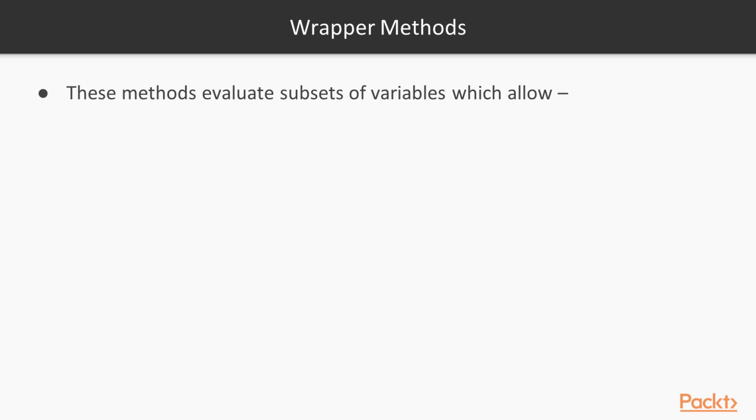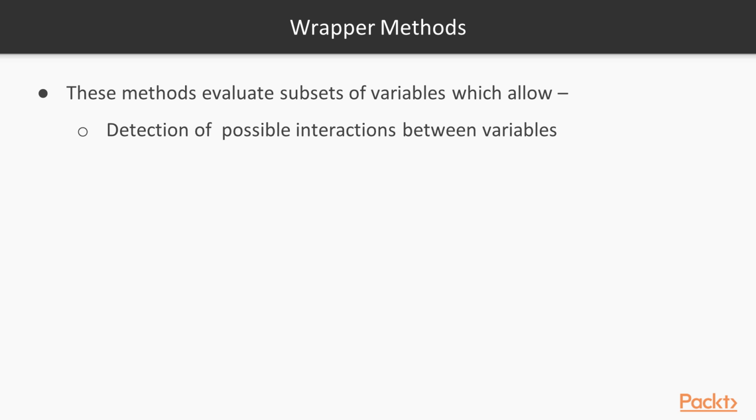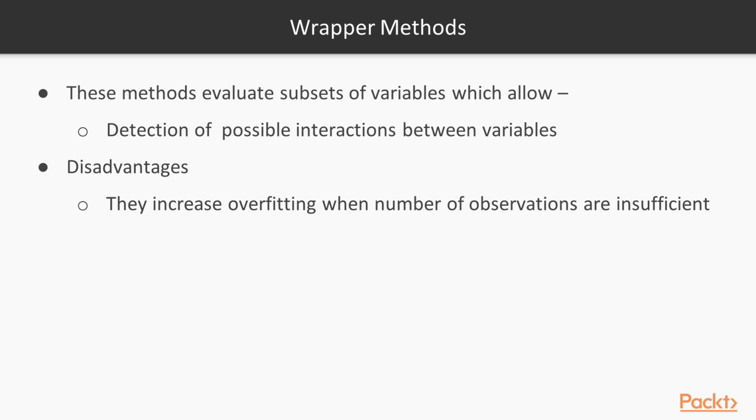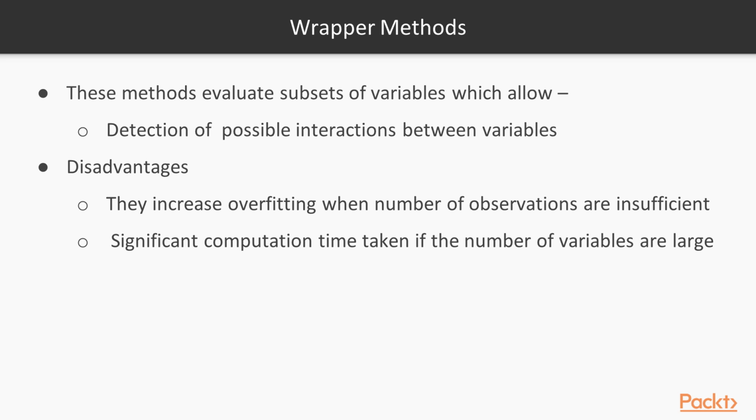Now, wrapper methods evaluate subsets of variables, which allow, unlike filter methods, to detect the possible interactions between variables. Now, there are some disadvantages with wrapper methods. One is that they increase overfitting when the number of observations is insufficient, and then it takes a significant computation time. And computation time is one of the most important ways of improving model performance.